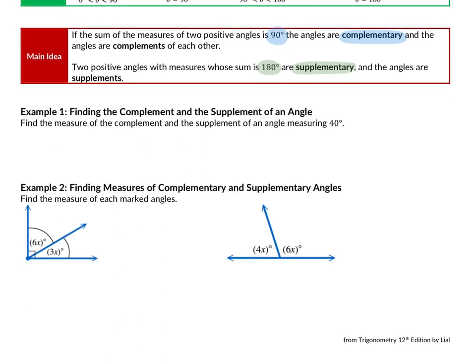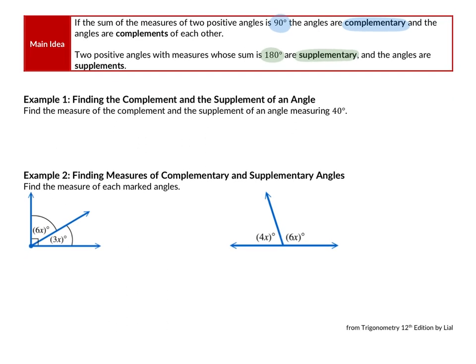So let's just do a quick example here. Find the measure of the complement and the supplement of an angle measuring 40 degrees. I'll do the complement in blue and the supplement in green. So if we know that the angle we have is 40 degrees, bless you, to find the complement, we know that we're looking for some angle to add with 40 degrees to equal 90 degrees.